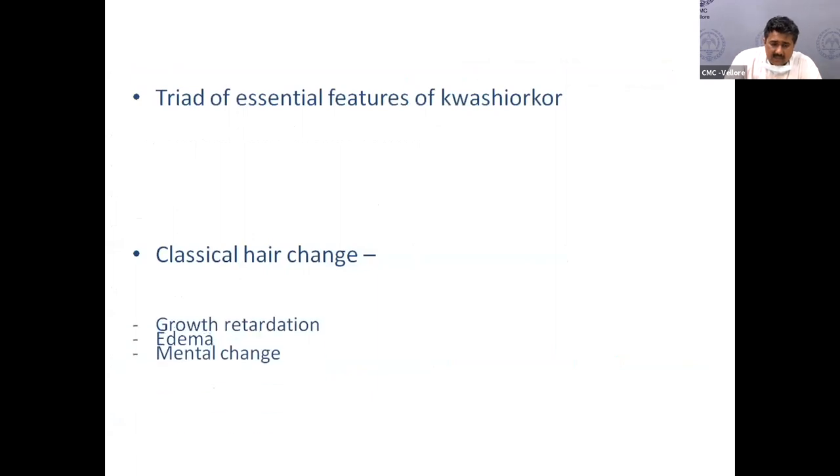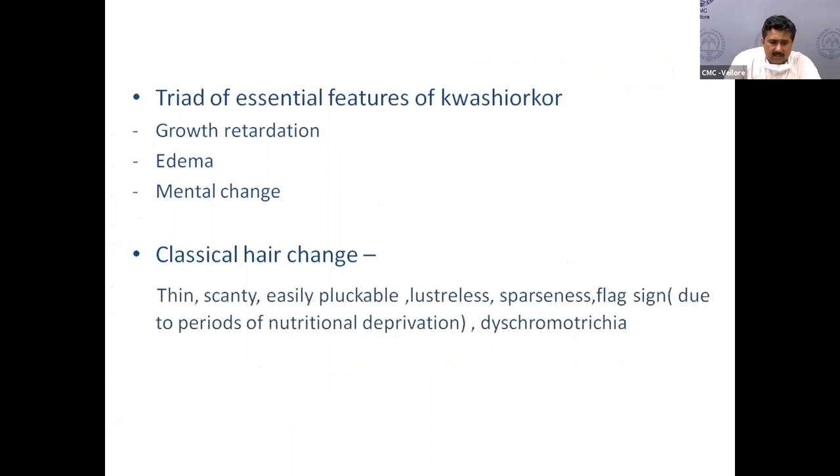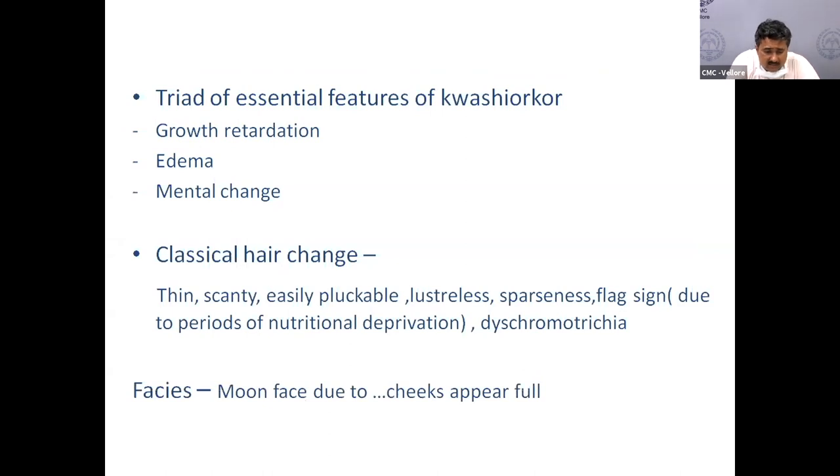The classical triad explains growth retardation, edema, and mental change. The classical hair change is described as thin, scanty, lusterless, sparse, the typical flag sign. There is pigmentation and depigmentation which you see in their hair, which is due to periods of nutritional deprivation, and it might be lusterless in color. The face is usually moon-faced, and the cheeks appear full.